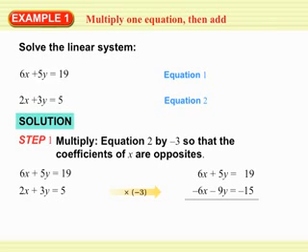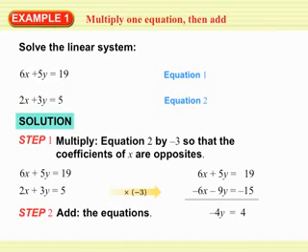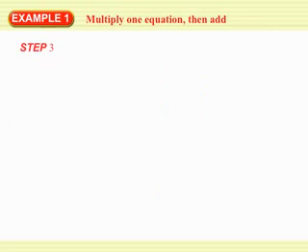I multiplied everything on both sides of the second equation by -3. Now my system of linear equations has a matched pair of variables, 6x and negative 6x, and I can simply add these two equations together. When I do that, I get negative 4y equals 4. The x terms dropped out. Step 3 is to solve for y. When I do that, I get that y equals -1.